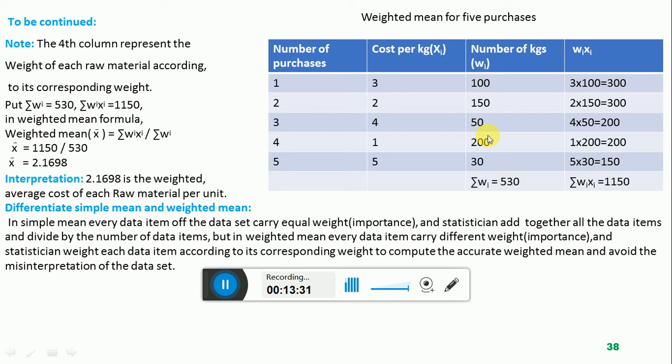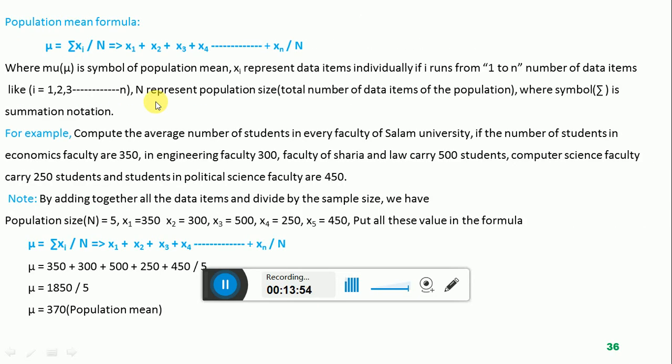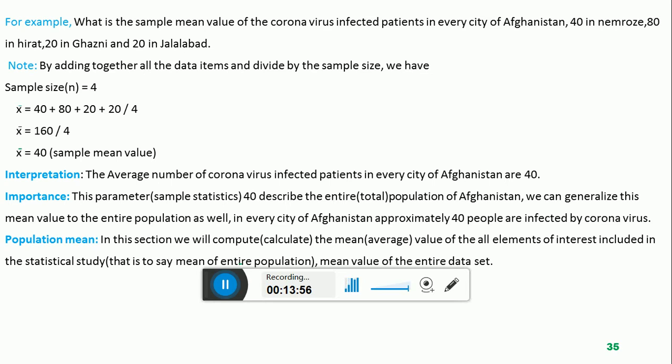So in the weighted mean, the statistician has to first weight each data item and then compute the mean value. That is why there is a little difference between the two formulations. This is the weighted mean formula, where we are weighting each data item and dividing by the total weight. But in the simple mean, let me take you back to the simple mean, where we put a different example and calculate. For example, this is the simple mean.